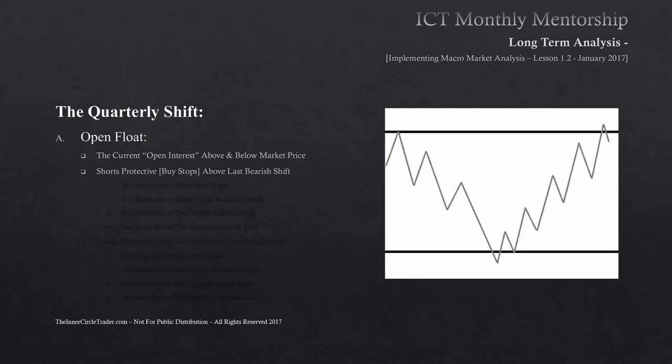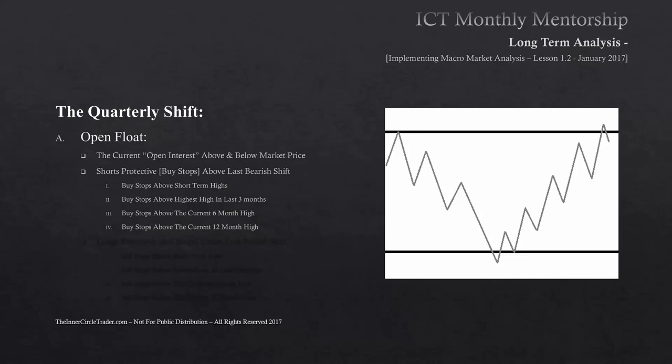When open float is used to determine buy-side liquidity, shorts use protective buy stops above the last bearish shift. Buy stops above short-term highs, that could be in the form of a weekly high or a monthly high. Buy stops above the highest high in the last 3 months. Buy stops above the current 6-month high. And buy stops above the current 12-month high.